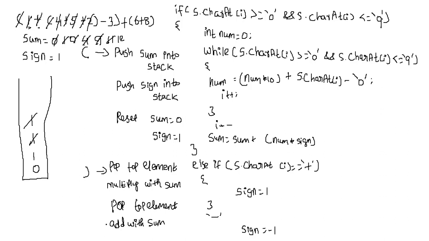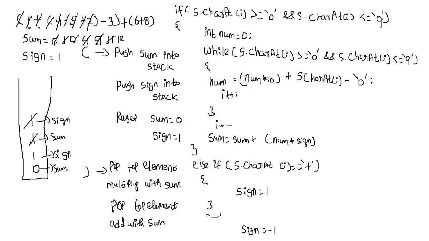The reason is very simple. Whenever you are getting open bracket, first you are inserting sum value into stack. First you are inserting sum value. This is sum value and this is sign value. Again you have got open bracket. You have inserted sum value and you have got sign value.